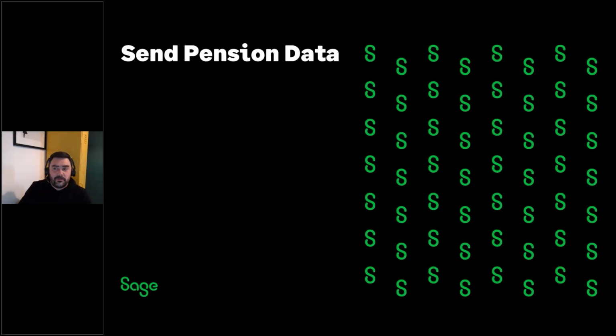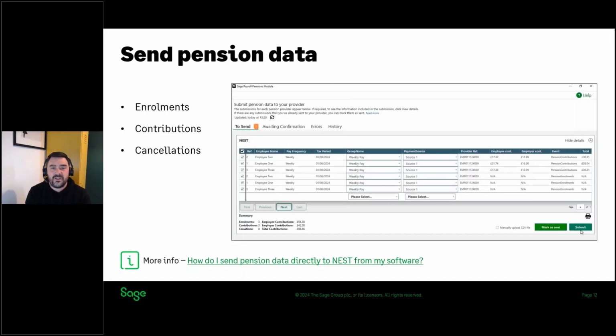So just to summarize that demo, send pension data can be used to send enrollments, contributions, and in some cases cancellations, so opt-outs that you might have imported from your pension provider. You will need to assign a group and source if it's Nest the first time you do a submission for an employee, but thereafter it will remember the group and source that's already assigned. And you can read more about this process if you follow the link there on the slide.